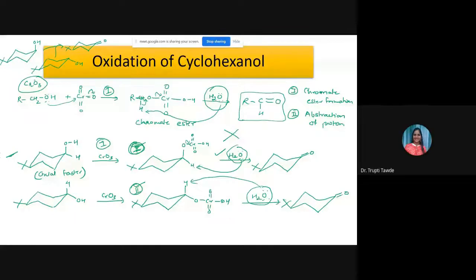Because the axial chromate ester is unstable, it will try to get stability by abstraction of that proton by water. So that is why the axial alcohol reacts faster compared to the equatorial alcohol. What is the reason behind this? The actual reason is that the axial alcohol gives the formation of the axial chromate ester. An axial chromate ester is unstable, so it will try to react faster to give me the stable product.